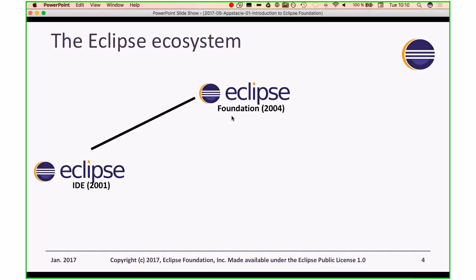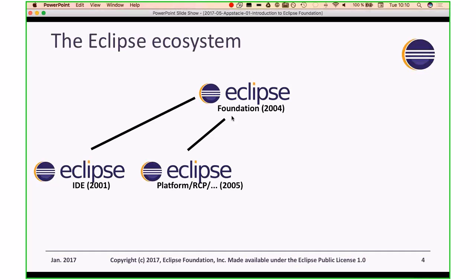And because of that, and because of the modularity of Eclipse, we started pulling lots of different groups. And these groups started building their vertical solutions on top of the Eclipse IDE.